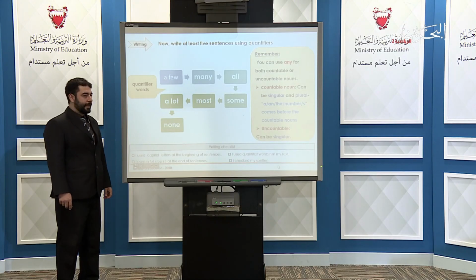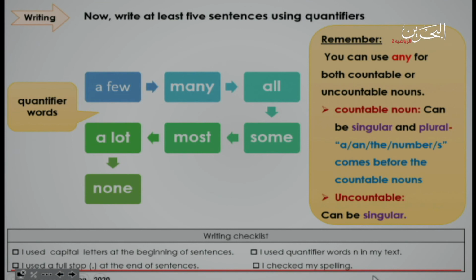All right. Let's take a look at the checklist. You should have capital letters at the beginning of the sentences. Use quantifier words in your text. Use a full stop at the end of sentences, and check your spelling.